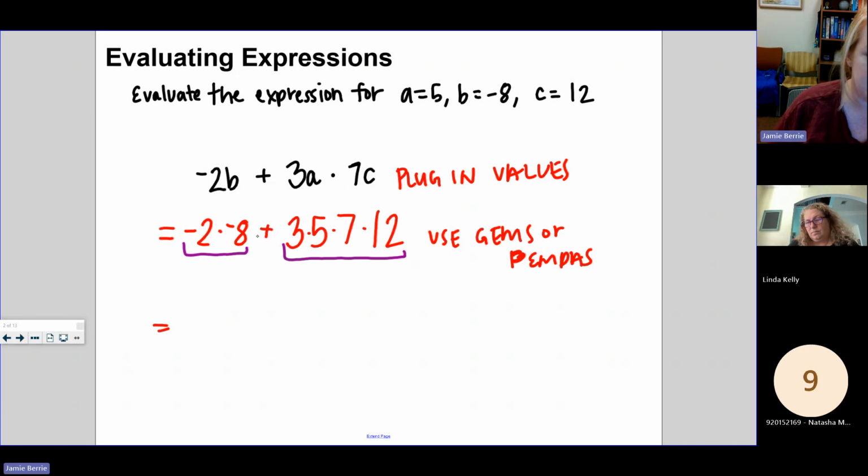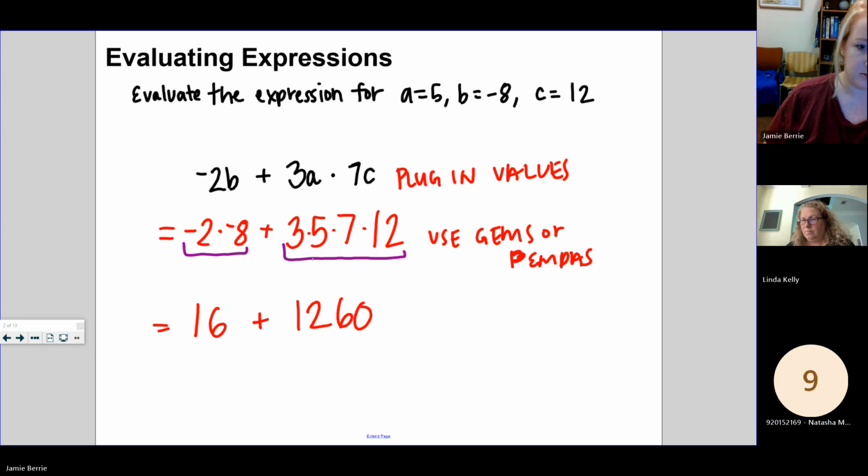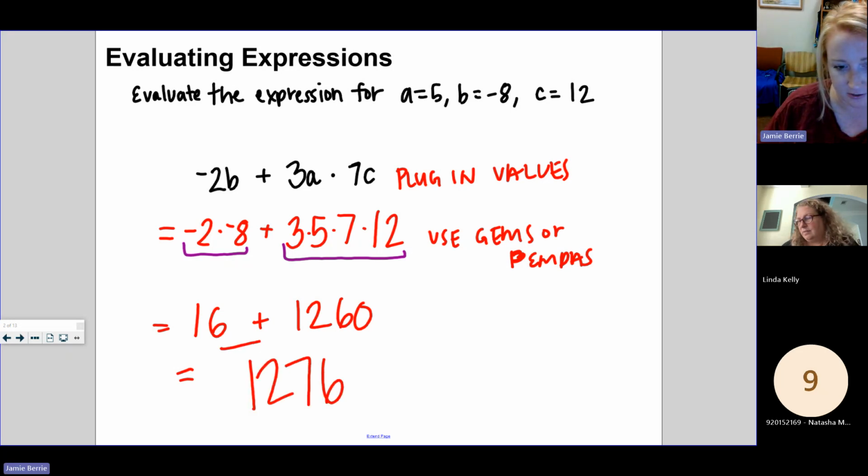All right, -2 times -8 is +16, then plus 3 times 5 is 15, times 7 is 105, times 12 is 1260. Ooh. Yeah, that's a big one. 3 times 5 times 7 times 12 is 1260. You can tell I just made this up because these are not good numbers. And then we're going to add that to the 16 to get 1276.